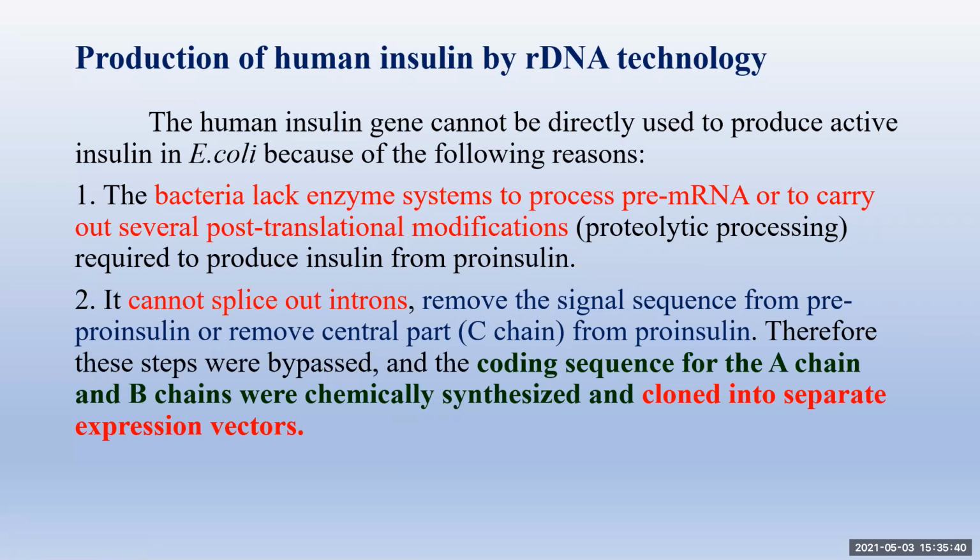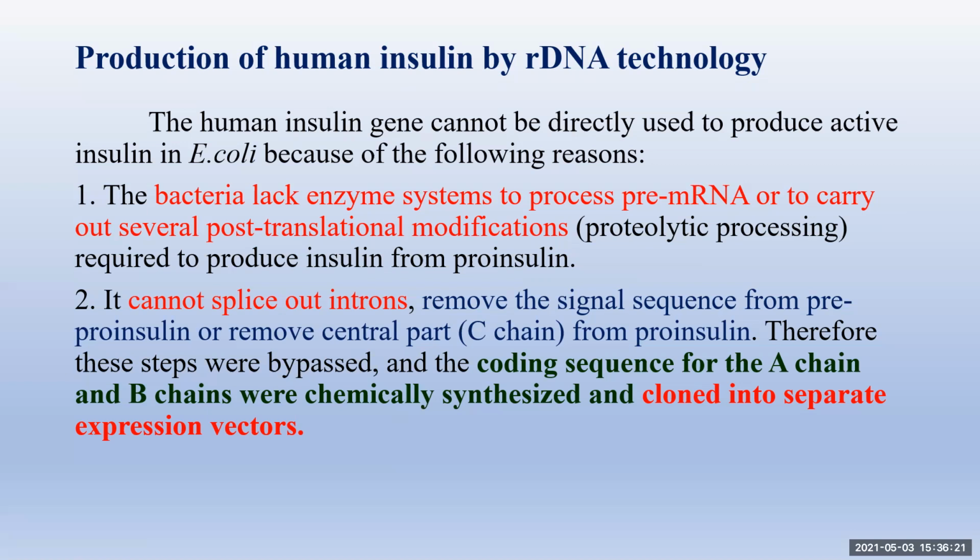The bacteria lack the enzyme system to process the pre-mRNA or to carry out post-transcriptional modification that is required, because eukaryotic genes contain introns and exons and hence need processing of the mRNA. Such enzymes E. coli does not contain. The proteolytic processing required to produce insulin from proinsulin is not generally carried out in E. coli. It cannot splice out introns, remove the signal sequence from the pre-proinsulin, or remove the central C chain from proinsulin. Therefore, this step was bypassed.